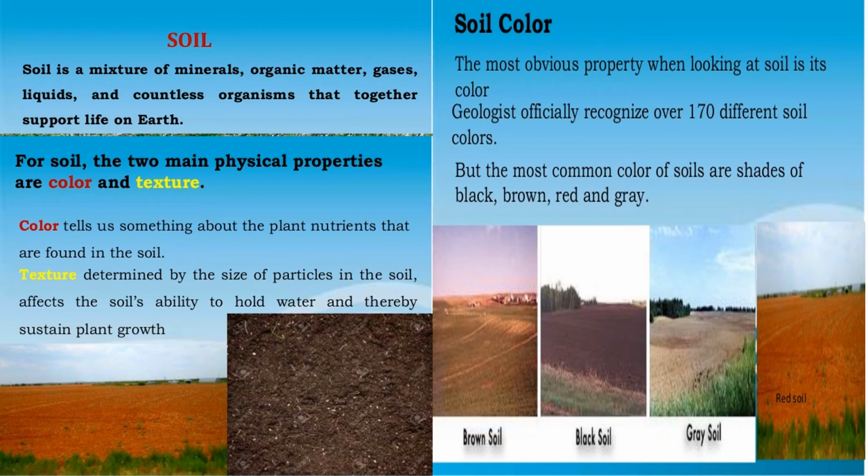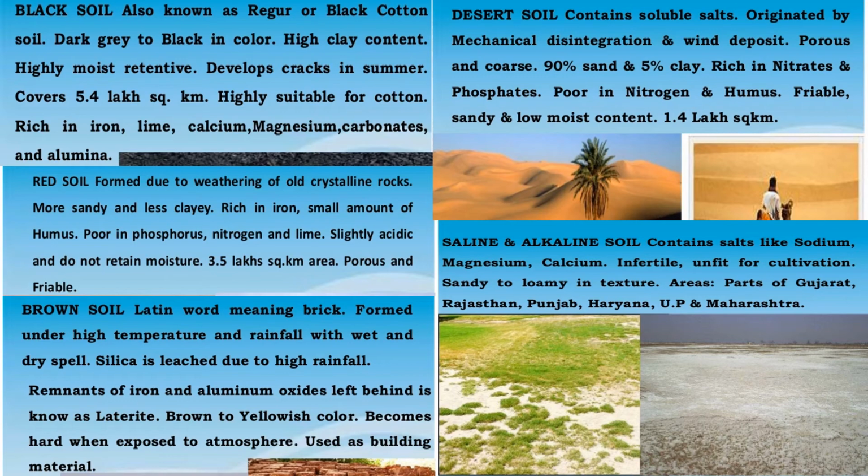Color tells us something about the plant nutrients that are found in the soil. Texture, determined by the size of particles in the soil, affects the soil's ability to hold water and thereby sustain plant growth. Soil color. The most obvious property when looking at soil is its color. Geologists officially recognize over 170 different soil colors, but the most common colors of soils are shades of black, brown, red and gray.